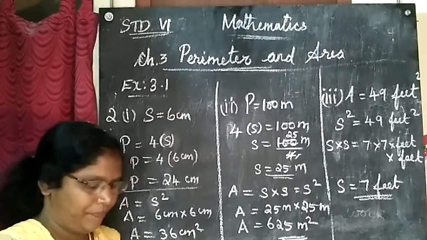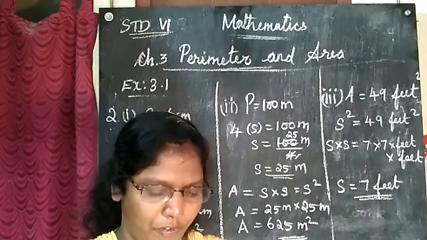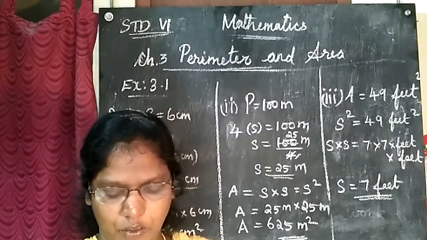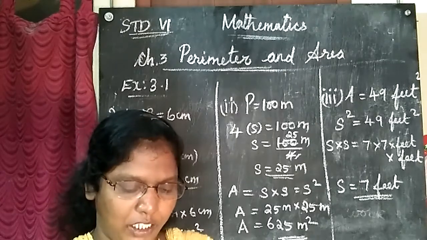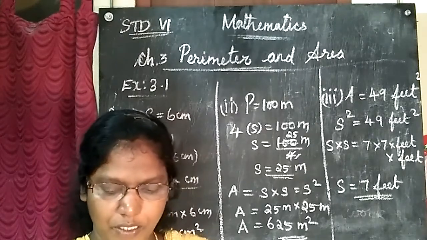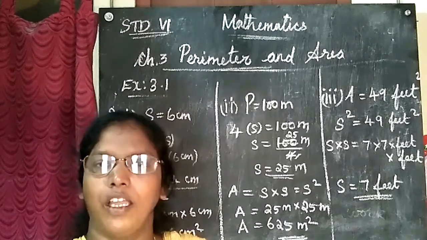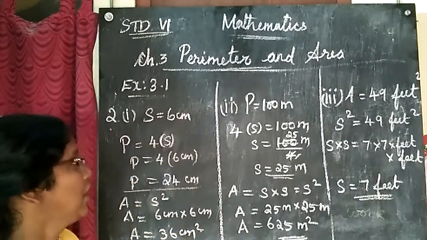Second question you see. The table given below contains some measures of the square. Take a book everybody, exercise 3.1, second question. The table given below contains some measures of the square. Find the unknown values there. That means only 3 are given there.